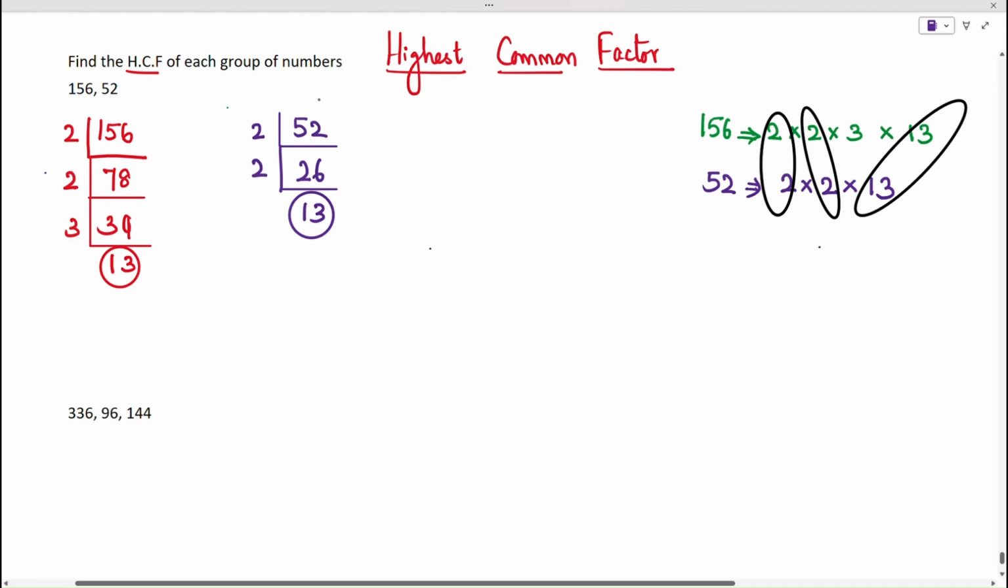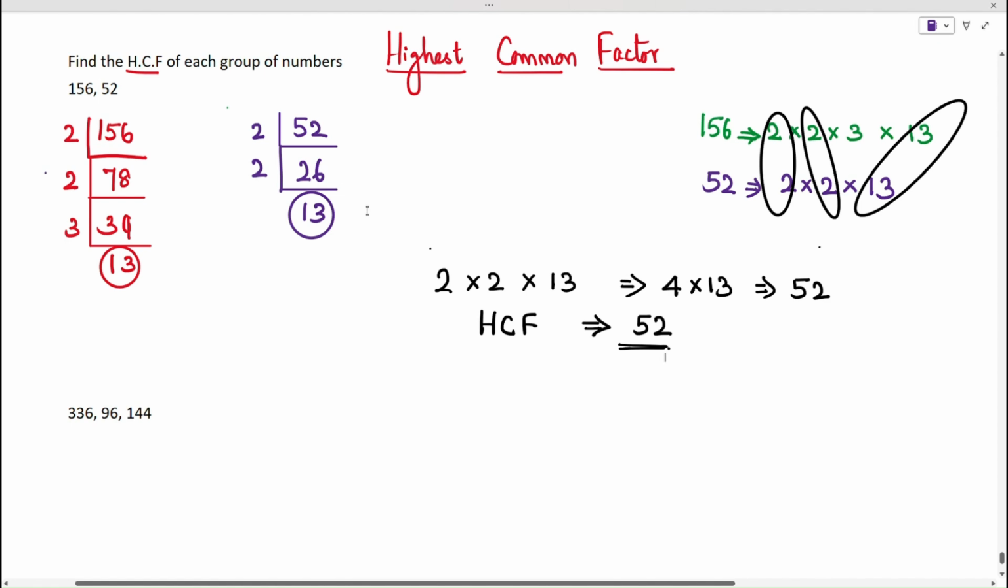Now, with only one of each number, we're going to multiply those together. So we have a 2, another 2, and 13. Multiplying these numbers together gives us our highest common factor. But we can already see that 52 is made up of 2 times 2 times 13, so we can have this as 52. So the highest common factor of both of these numbers, 156 and 52, is 52. Let's go on to our next numbers.